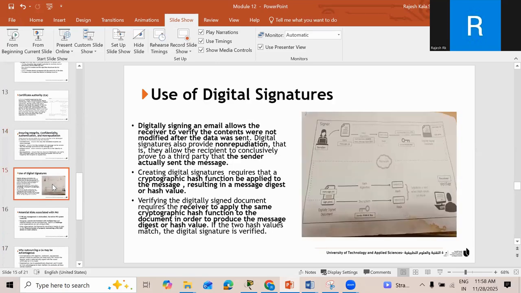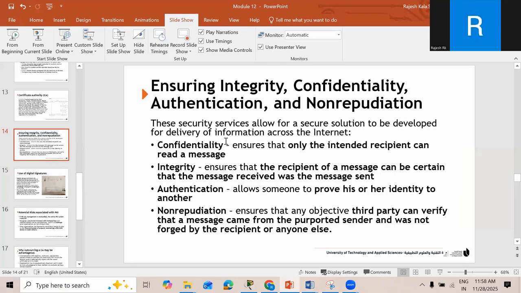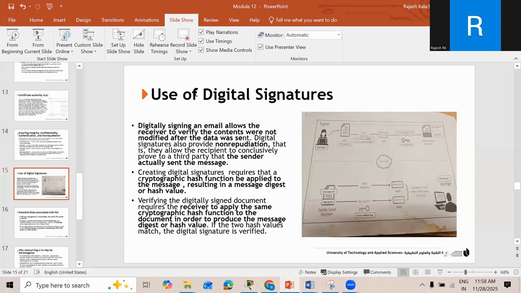Use of digital signature. I want to digitally send an email that allows the receiver to verify the contents are not modified after the data was sent. For ensuring confidentiality, integrity, authentication, and non-repudiation for an email sent from my computer to another person, I need a digital signature. I want to digitally sign that email so that the other person will believe this is verified data, the user is authenticated, and the data is not altered by anyone.